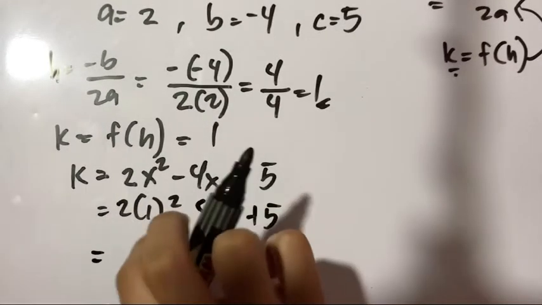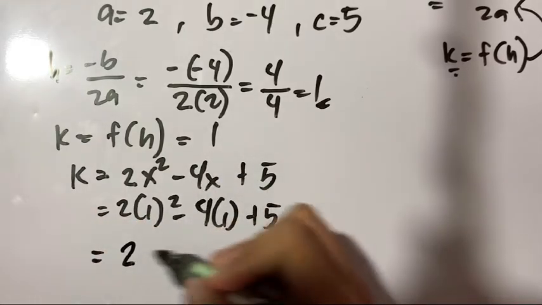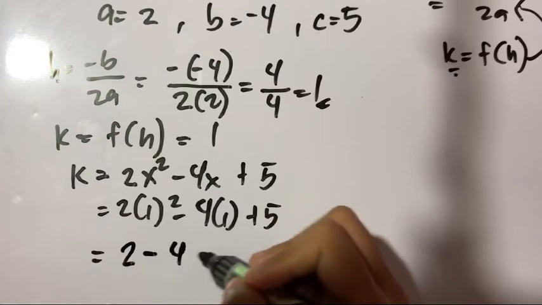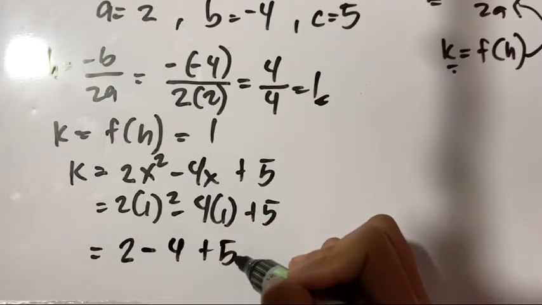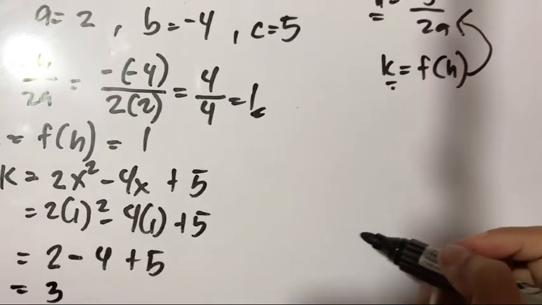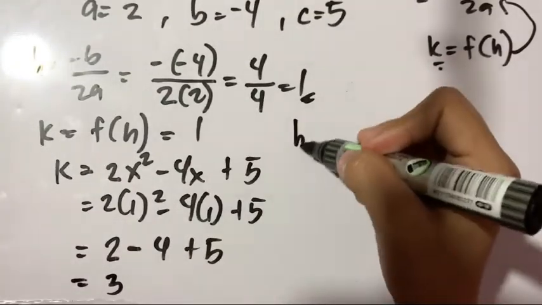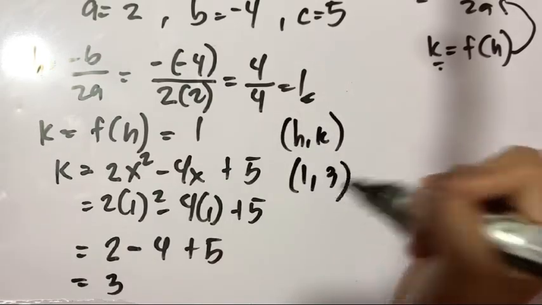We get 1 times 1, obviously that's 1 times 2. We get 2 minus 4 times 1, that's 4 plus 5. So 2 plus 5, that is 7, minus 4, we get 3. So now we already have the value for our h and k. We have 1 and 3.